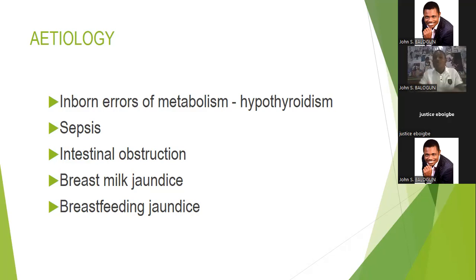Some people say you don't do anything, it will resolve. If the level of the jaundice is too high, put the baby on phototherapy. Some say you can stop breastfeeding the baby for about 24 to 48 hours while you give the baby a breast milk substitute, then after 48 hours, you can recommence breastfeeding. You will notice that the level of the jaundice will drop drastically and never rise to that point again. I hope that is clear.